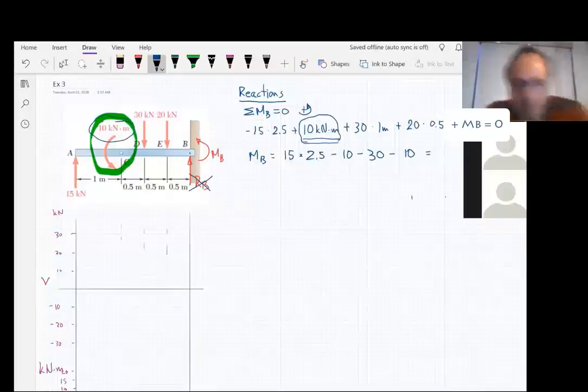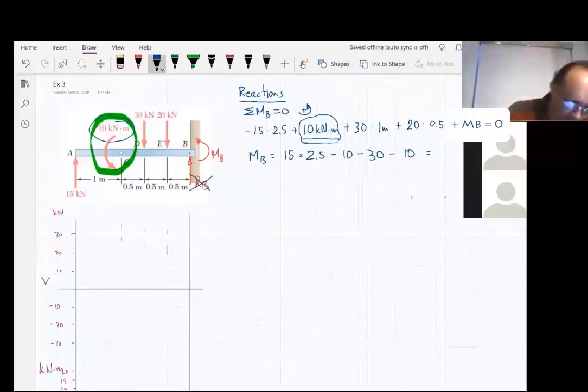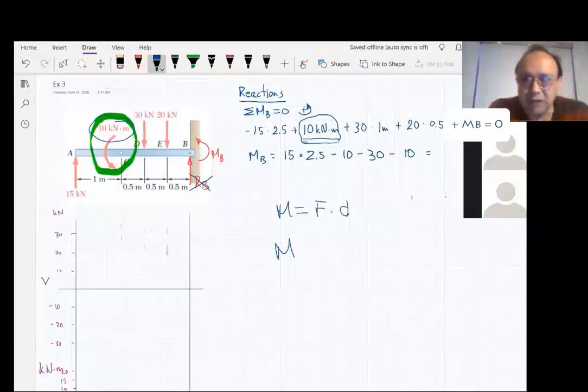Remember we said that moment is a free vector, so you put it wherever you want. So you just move that moment. You don't have to include the distance. The distance is only for the forces, because the moment of a force is equal to force times distance. But a moment is already a moment, so there is no multiplication by anything. All right?